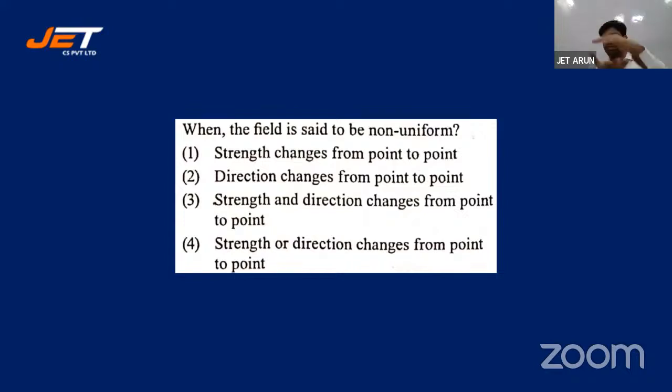Uniform field means equally spaced lines and the same direction. If they are not equally spaced, the magnitude has changed. If direction is changed, anyway it's changed. So it should be strength or direction. I must have told the answer. Both necessarily may not change, students. Yes, 4 is absolutely right.